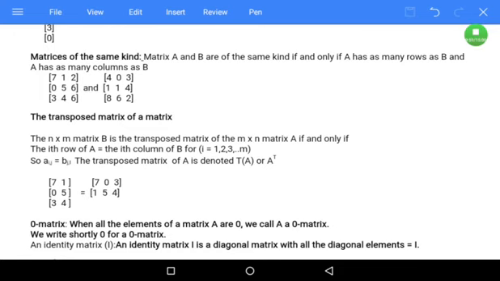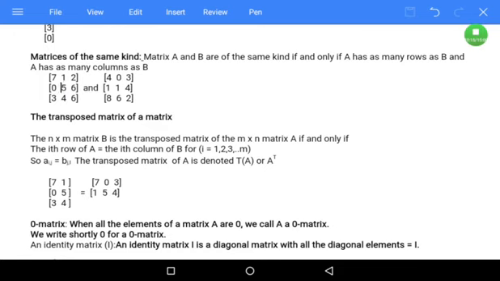So how many rows do we have here? 1, 2, 3. How many columns? 1, 2, 3. So this is a 3 by 3 matrix. This also is a 3 by 3 matrix. So when the number of rows and columns are the same, we call them matrices of the same kind. But when we call them similar matrices, it means both the elements and the order of the matrix are the same. When we say order, for instance, what is the order of this?